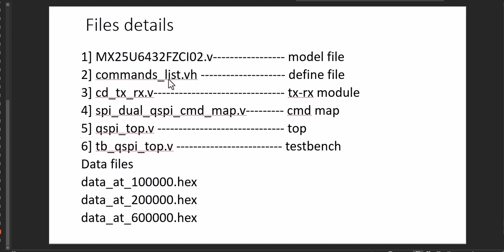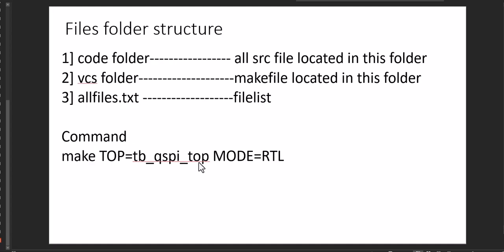So moving back to the file structure, we are taking the model, then we create a command list.vh for the defines, then the TX-RX module, then command map, top, and the test bench, and there are certain data files. It is already covered in the last video, but just for a review I added this slide here. And we already know that the VCS tool tutorial has all the details regarding how we can place the files in the code folder and VCS folder.